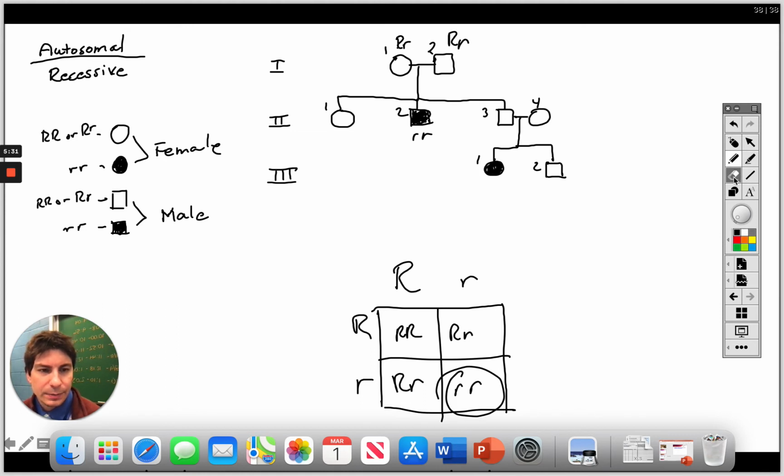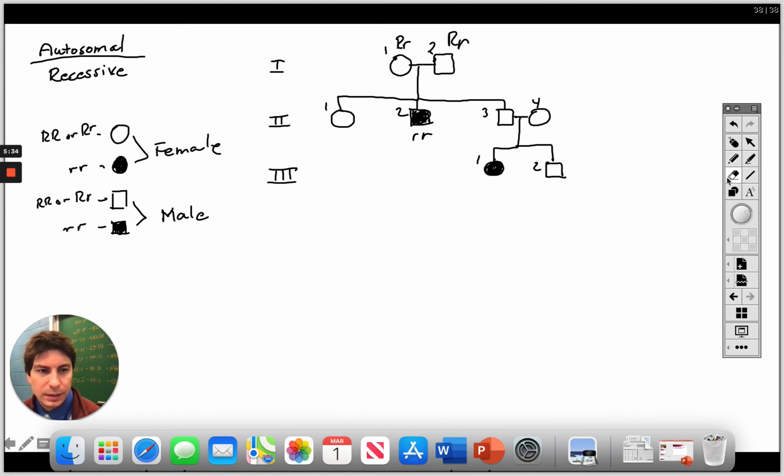Now number 3, we can determine. Number 3 over here, he marries a girl and they have 2 kids, and the first one is affected. So once again, these both have to be heterozygous, number 3 and number 4, in order for them to have this affected kid, okay? And then number 2, once again, we couldn't determine. But again, this is an autosomal recessive pedigree. You guys can see that the affected ones are going to be homozygous recessive, okay? And that's when it says autosomal recessive.